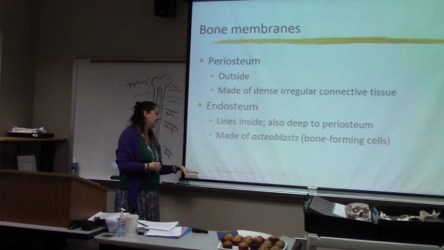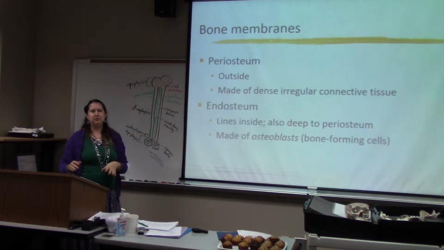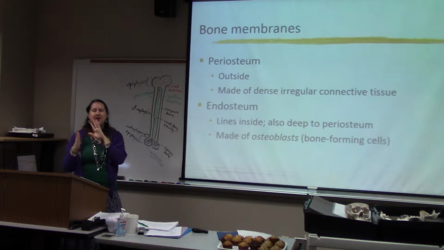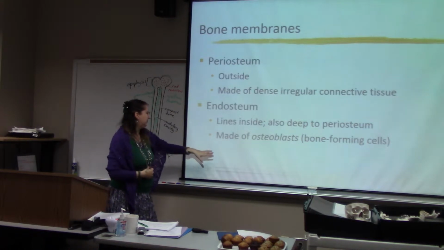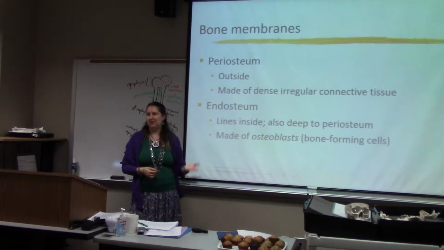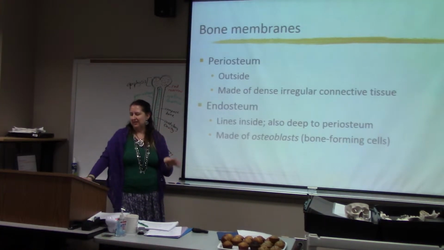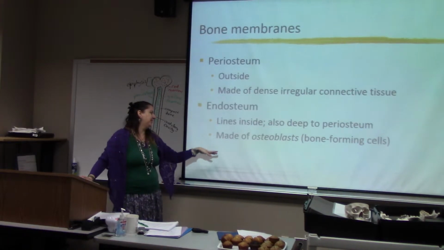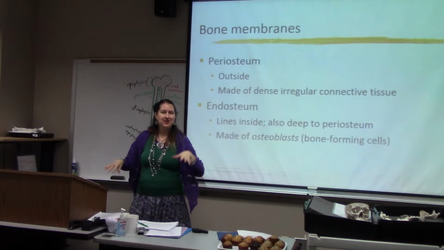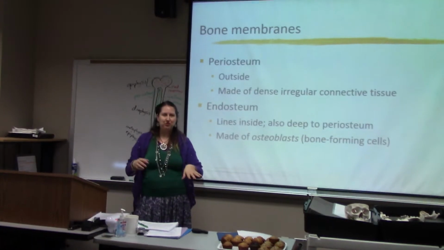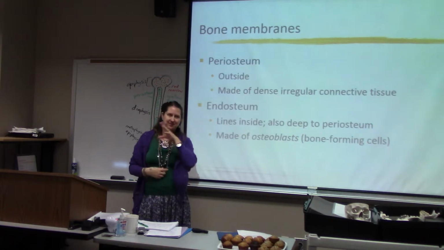Endosteum is on the inside, and some sources will say there's endosteum inside the periosteum, others call it 2 layers of periosteum. Endosteum is made of osteoblasts, which are bone-forming cells. Like we have fibroblasts make the general connective tissue matrix, osteoblasts make bone tissue. And they lay it down all around themselves, like painting yourself into a corner. When they're surrounded by bone tissue, they turn into the osteocytes that are scattered within the tissue.